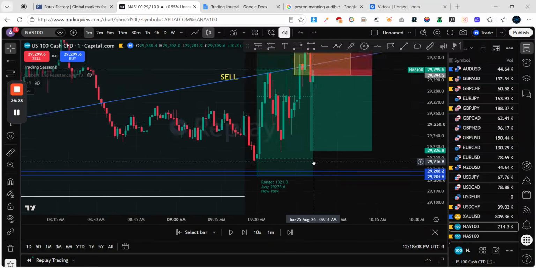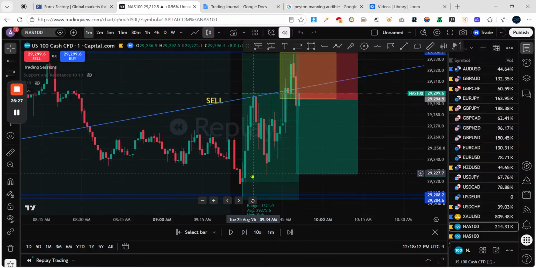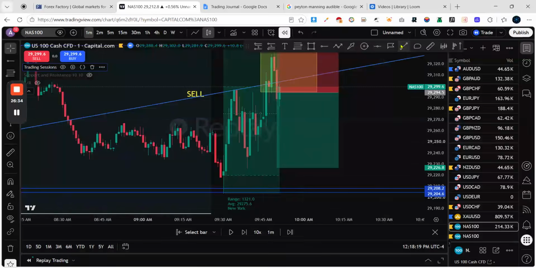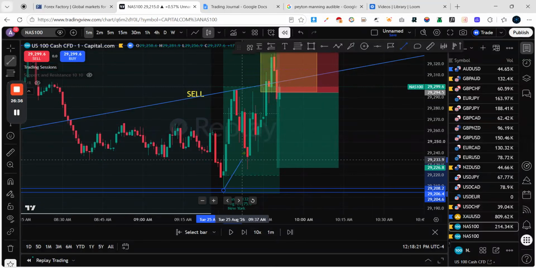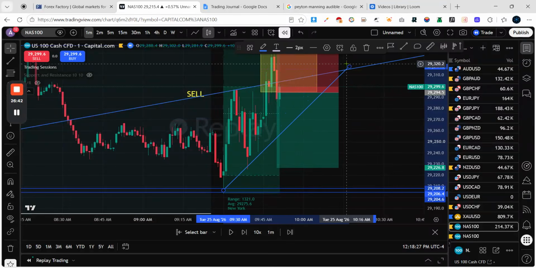The reason why is because I'm looking at this right here. I'm looking at this and it rejected. I'm looking at this, rejected. I'm looking at this, rejected it. And also, what I can do is draw a nice, big, beautiful trend line, right? Like here. Let's see.